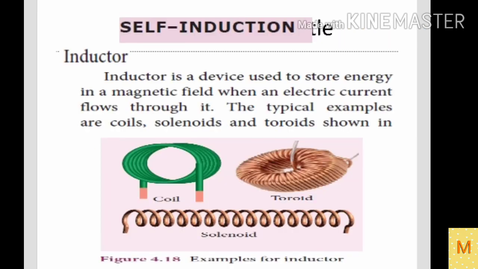Next one is about self-induction. First, let us discuss the inductor. What is an inductor? An inductor is a device used to store energy in a magnetic field when an electric current flows through it. The examples of inductors are coils, solenoids and toroids. We have discussed these in the previous slides.